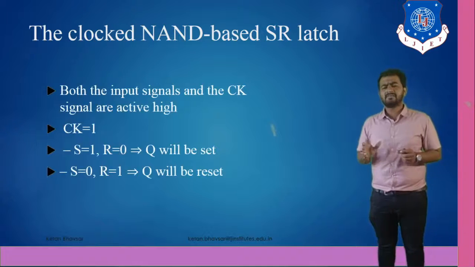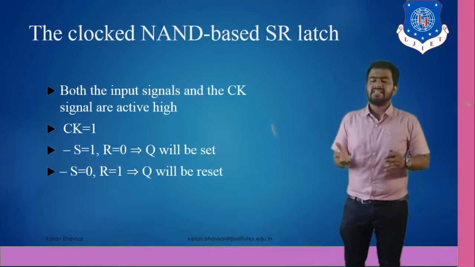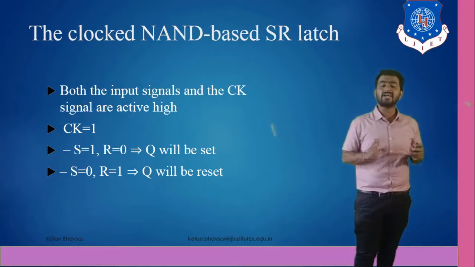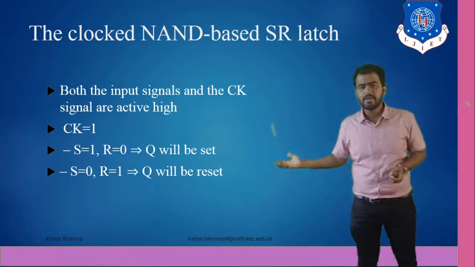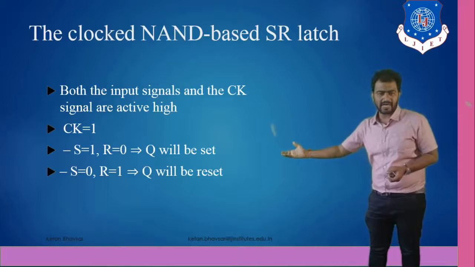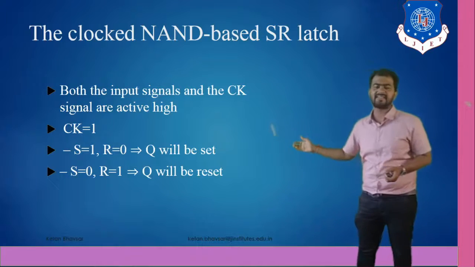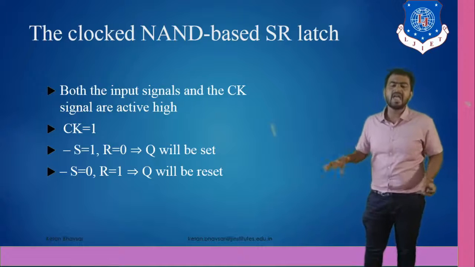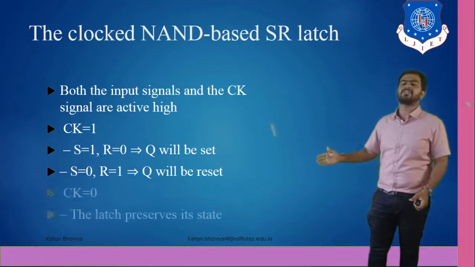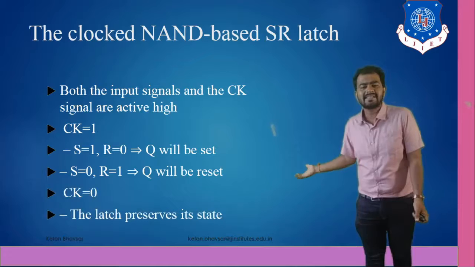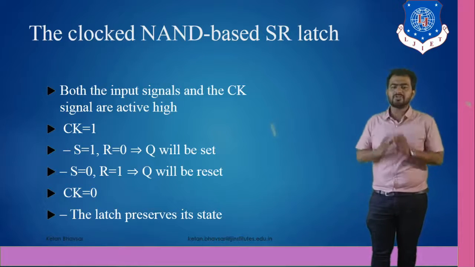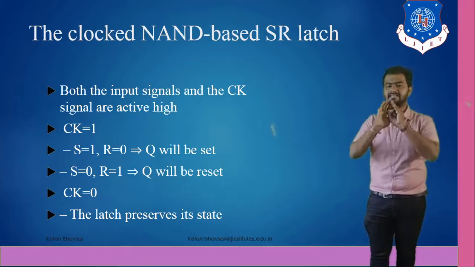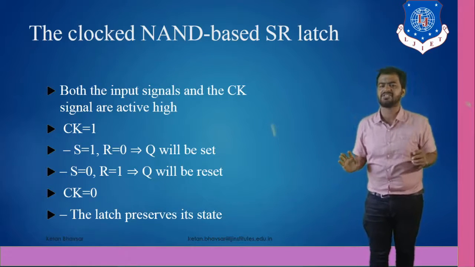Now similarly we are talking about the NAND based concept. In the previous video we worked on the clock based SR latch but using a NOR. Now we move on to the NAND. When the clock pulse is high, meaning clock is equal to 1, then if S is equal to 1 and R is equal to 0, Q is in the set state, that you already know. When S is equal to 0 and R is equal to 1, then Q will move into the reset state. And when clock is equal to 0, it holds the previous state as it is, meaning you cannot see any variation on the output side.